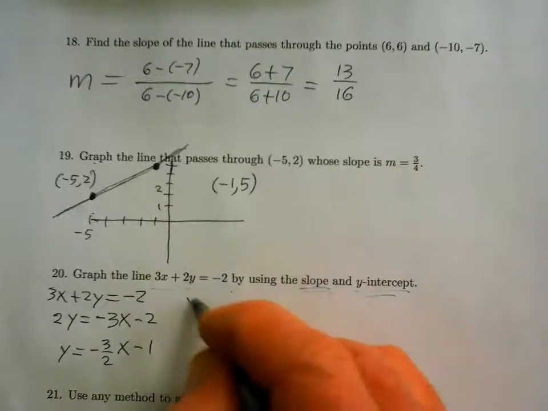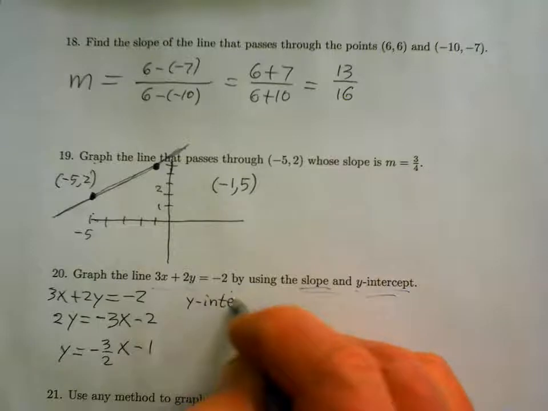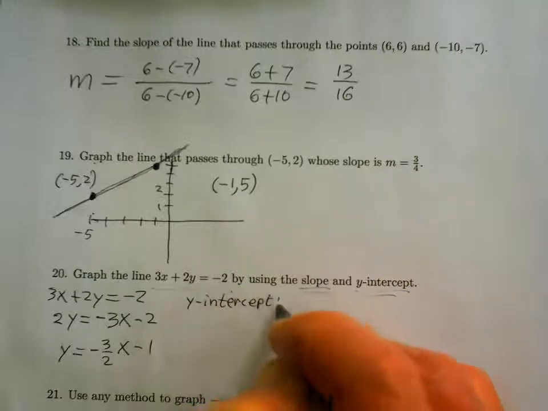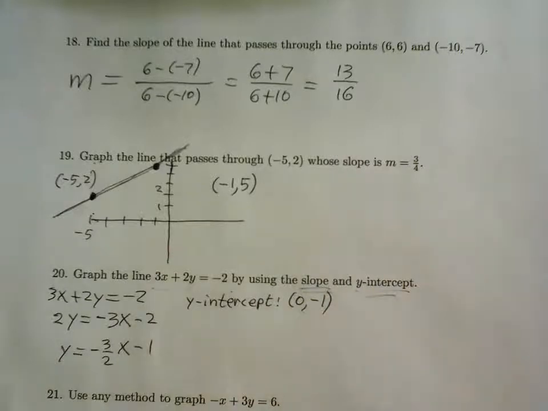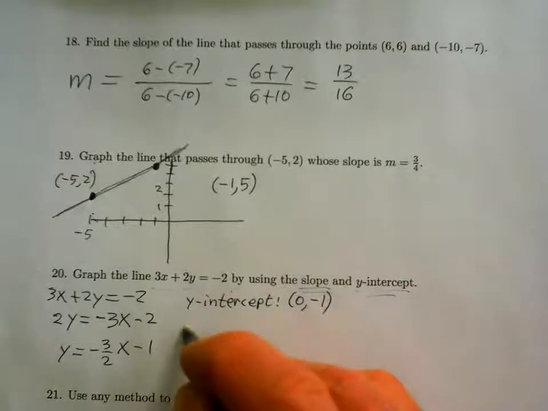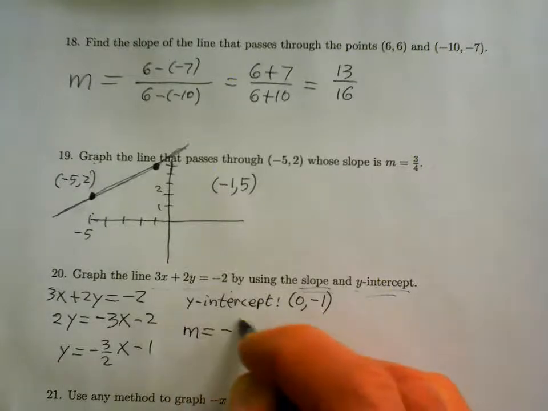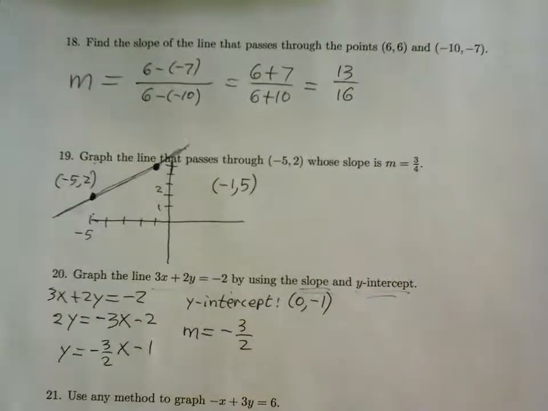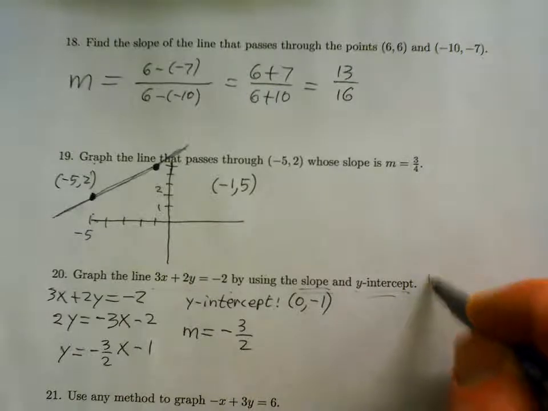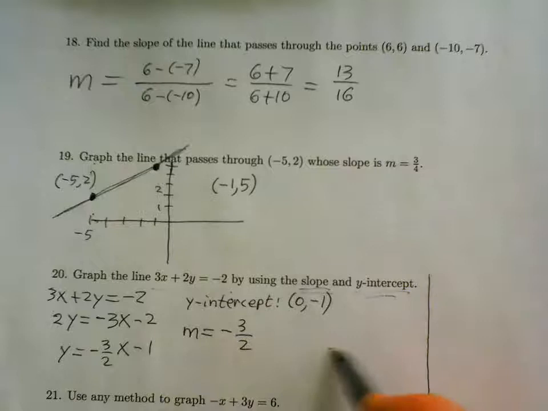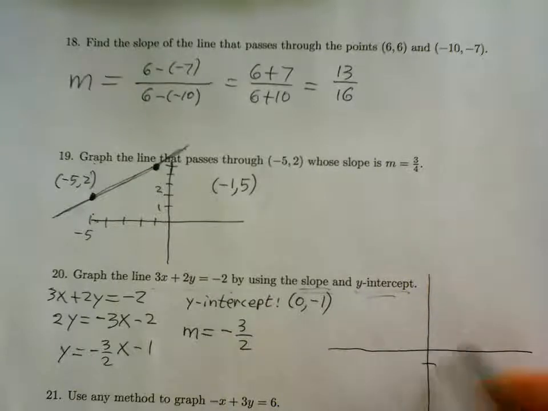Okay, so the y-intercept is the ordered pair 0, negative 1. Remember that the intercepts are ordered pairs. And the slope is negative 3 over 2. Okay, so we can graph the line if we plot the point 0, negative 1.